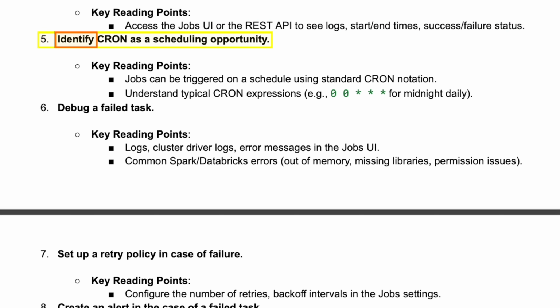5. Identify cron as a scheduling opportunity. Key reading points: Jobs can be triggered on a schedule using standard cron notation. Understand typical cron expressions. For example, 0 0 * * * for midnight daily.